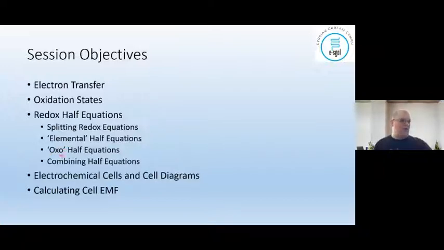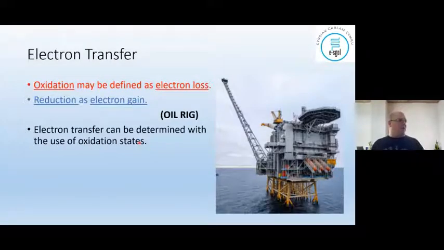Oxo half equations, which involve an element combined with oxygen. And combining half equations into full redox equations. And then from there, we're going to move on to electrochemical cells and cell diagrams, and we're going to be calculating cell EMF. So moving swiftly on, a little reminder about electron transfer.